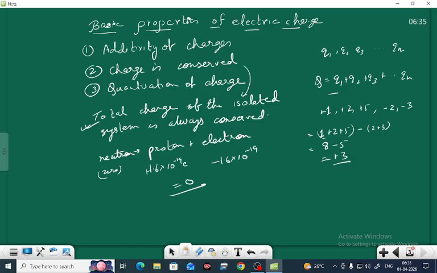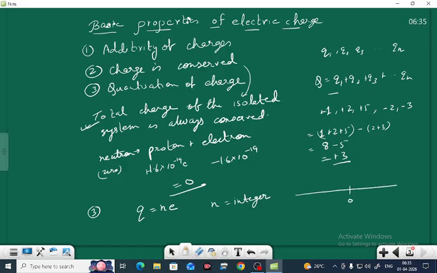And the third important thing is quantization of charge. What is the meaning of quantization of charge? Experimentally, it is established that all free charges are integral multiples of a basic unit of charge denoted by e. Thus, the charge Q on a body is always given by Q equals n times e. What is n? n is an integer. What is an integer?